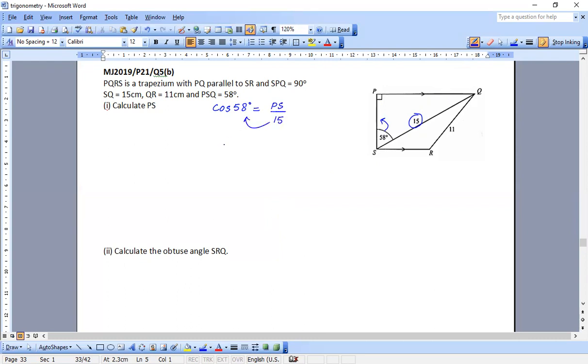So I'll move this 15 over there and multiply with whatever is the value of cos 58. Cos 58 is 0.529. 0.529 multiplied by 15 is equal to PS. When I multiply 0.529 with 15, the value I am getting is 7.95. So PS is going to be 7.95 centimeters, or maybe you can round it off to 8. This is PS, not P. So I'll mention PS.